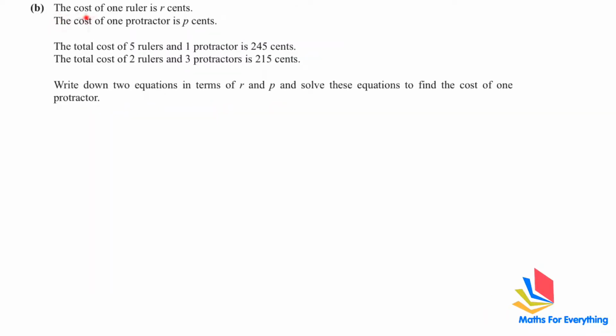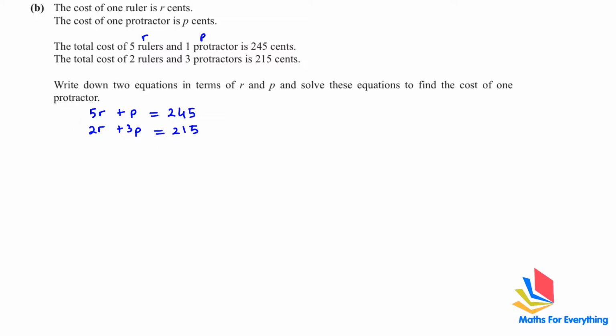Part B. The cost of one ruler is R cents. The cost of one protractor is P cents. The total cost of 5 rulers and one protractor is 245 cents. Let's make an equation. So ruler is R and protractor is P. So 5R plus 1P is equal to 245 cents. And the next part, the total cost of 2 rulers and 3 protractors is 215. So 2R plus 3P is 215 cents.